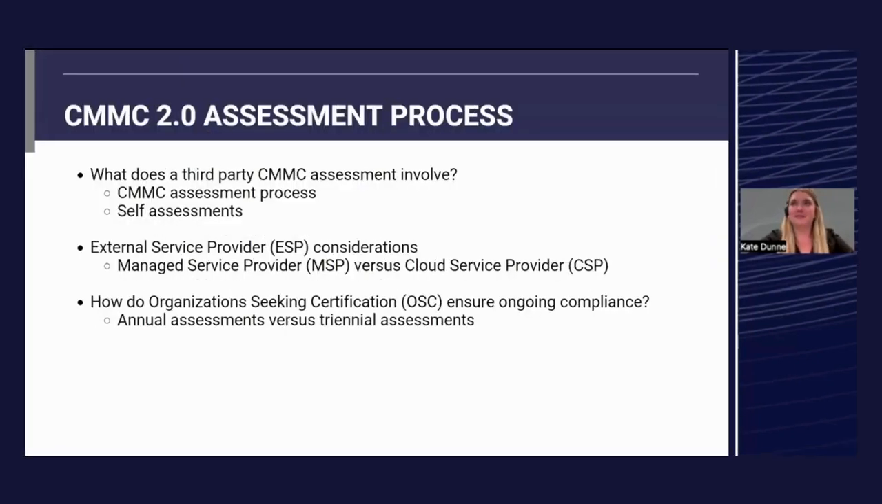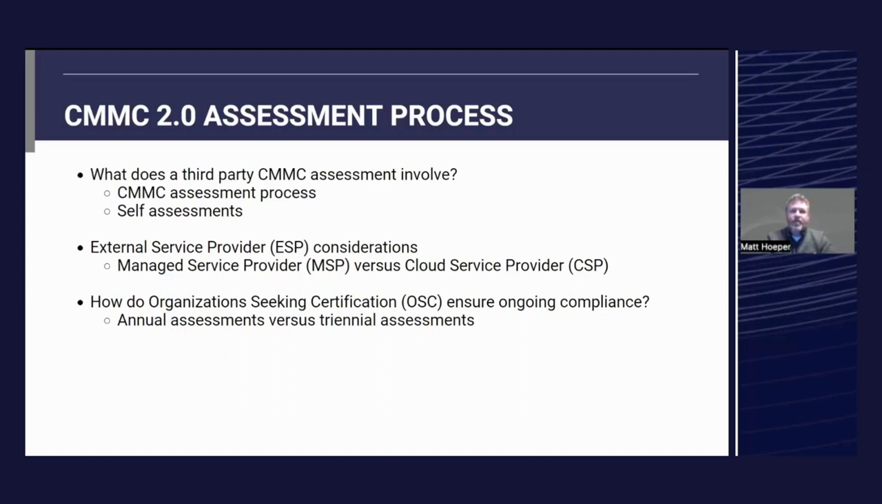Thank you, Kate. It's good to be with you. So I am going to give an overview of what the process would look like for an OSC, an organization seeking certification. So the very first thing that you're going to want to do is identify what level you need to be at. As Payam mentioned before, if you're in possession of only FCI, that would put you at level 1, which is self-attestation. And if you're in possession of CUI, that puts you at least level 2, where you would need a C3PAO, which is a CMMC third-party assessment organization, come out and assess you.